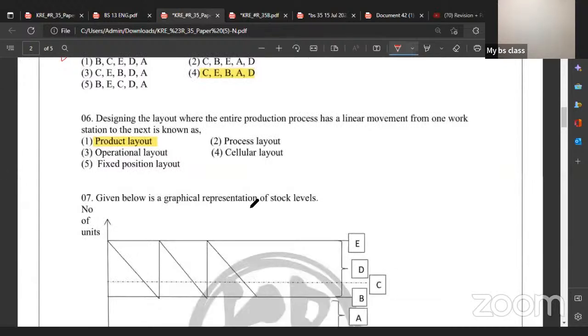Designing the layout where the entire production process has a linear movement from one work station to another. Yes, that is the word, right? There is a linear movement. Now linear doesn't mean perfectly straight. If we say, for example, using these magnetic belts, the production will be moved from one place to another.